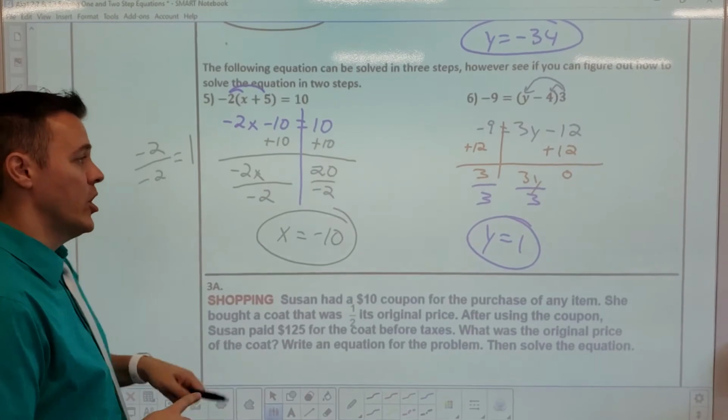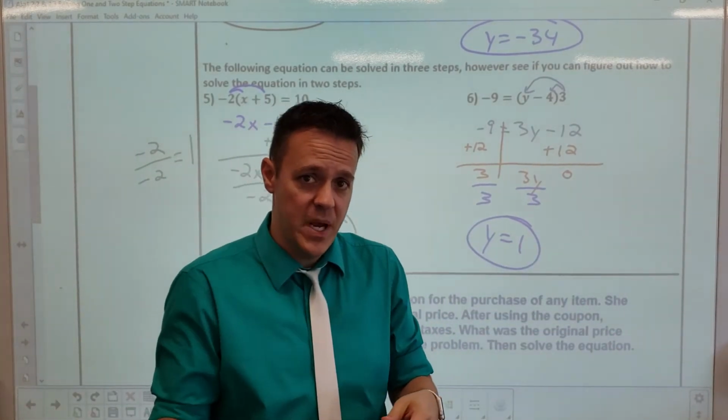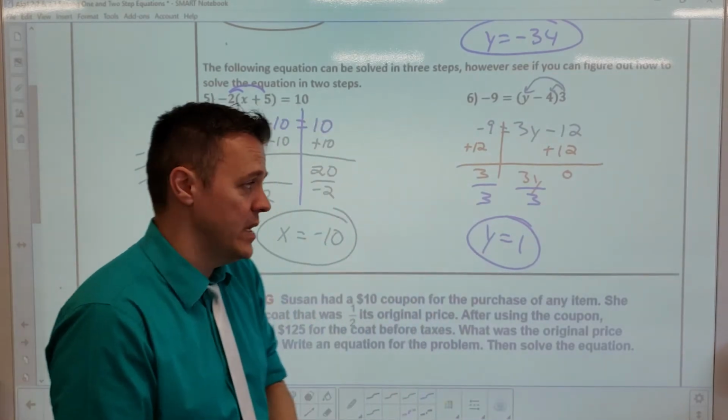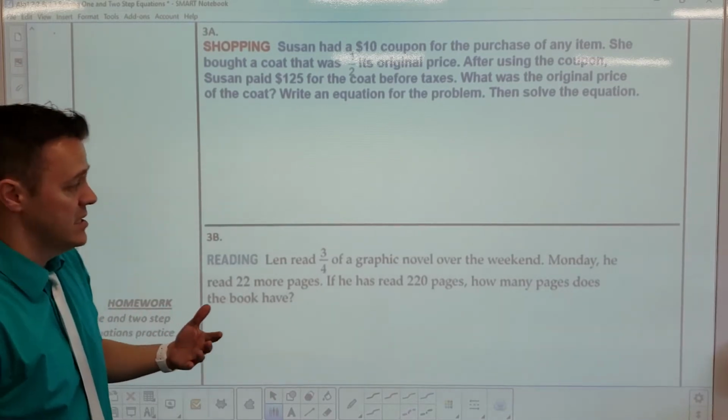Once again, the homework is going to be more multi-step equations. You're going to have to do it by hand on paper, and then you're going to submit the answer to me, okay? I'm looking to make sure you guys can do this on a regular basis, all right?